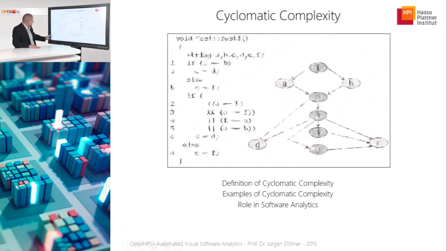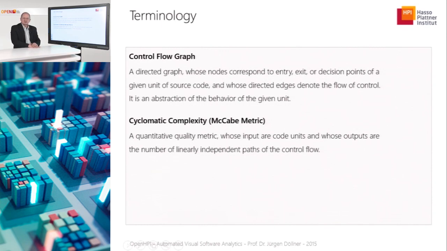This concludes this part. Some terminology. We have the concept of control flow graph, a directed graph whose nodes correspond to entry, exit, or decision points of a given unit of source code, and whose directed edges denote the flow of control. It's, of course, an abstraction of the behavior of a given source code unit. The cyclomatic complexity represents a quantitative quality metric whose input are code units and whose output is the number of linearly independent paths of the control flow.